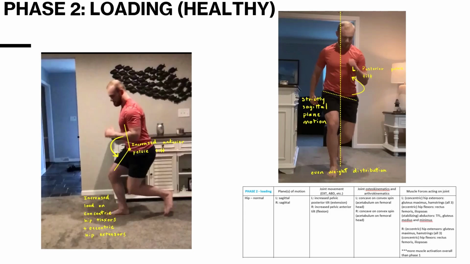The big difference from phase 1 here is that we have a sizable increase in muscle activation. There's an increased load on our hip flexors and extensors, and this directly corresponds with an increased anterior pelvic tilt on the right side. The joint arthrokinematics are the exact same here as they were in the previous phase. So on the right hip, we have the acetabulum spinning on a fixed humeral head, and on the left hip, we have the acetabulum spinning in the opposite direction, also on the fixed humerus. So the big takeaway here is that the motion is still strictly in the sagittal plane, and there are no obvious restrictions in loading of the hip and knee.